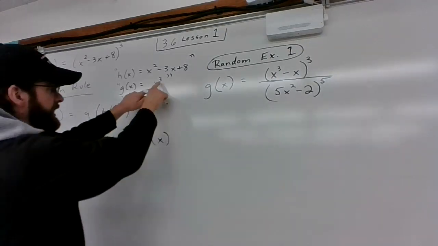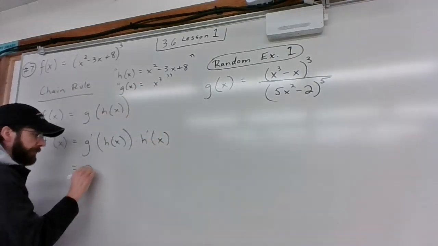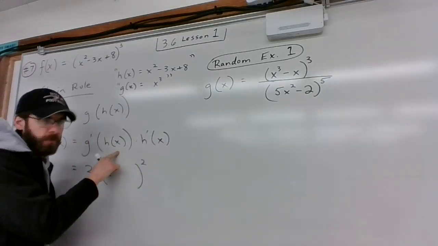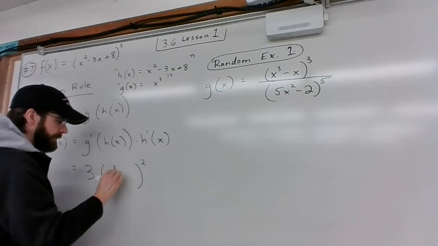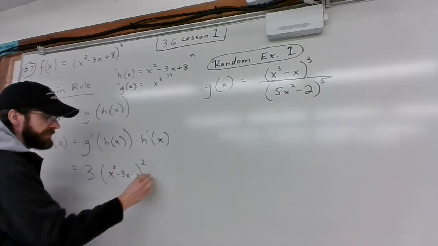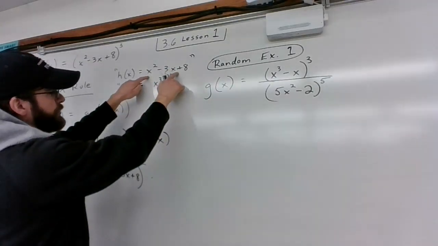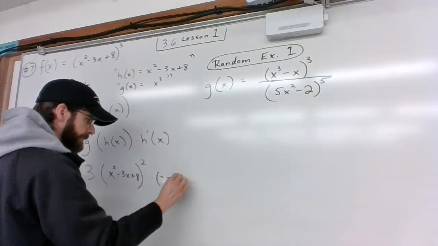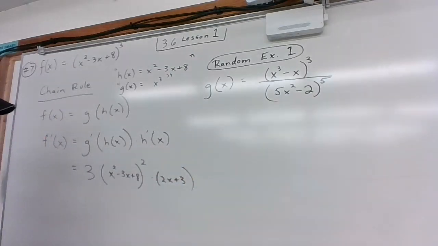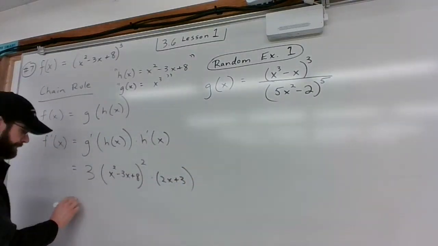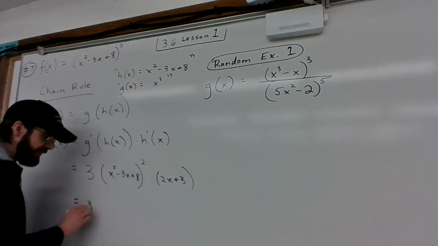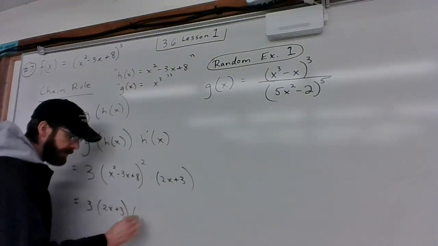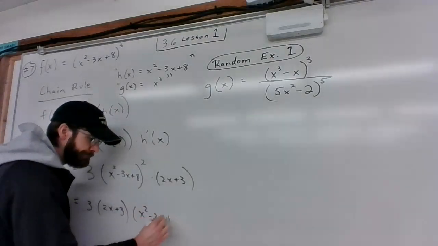Well, the derivative of x cubed is 3x squared, but we're not plugging x in, we're plugging h of x, times the derivative of the inside, which would be 2x minus 3 plus 0. And that's how chain rule works. Normally, notationally, we put the simpler functions out front with the bigger powers to the right of it.